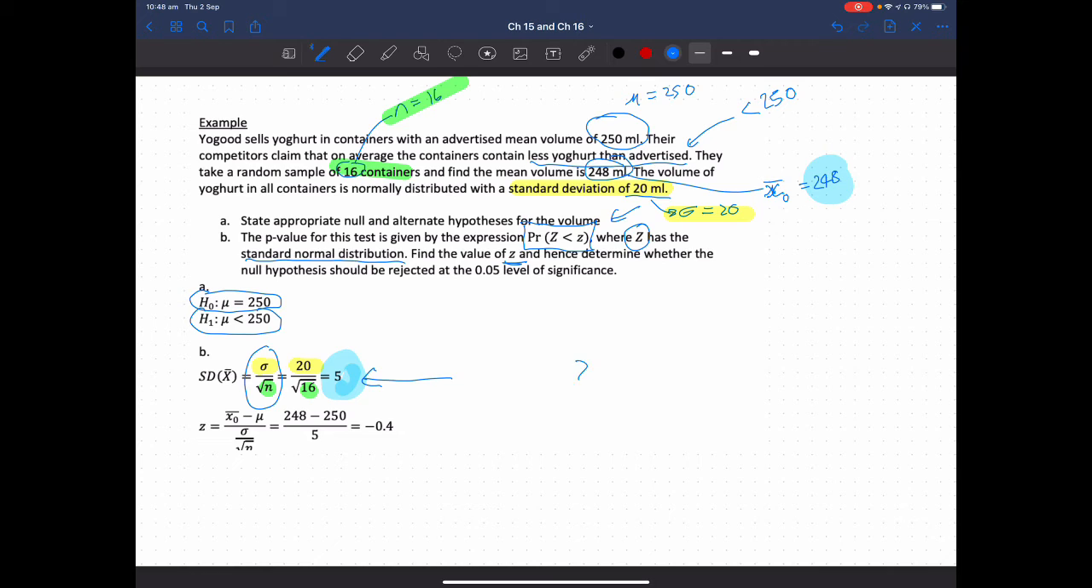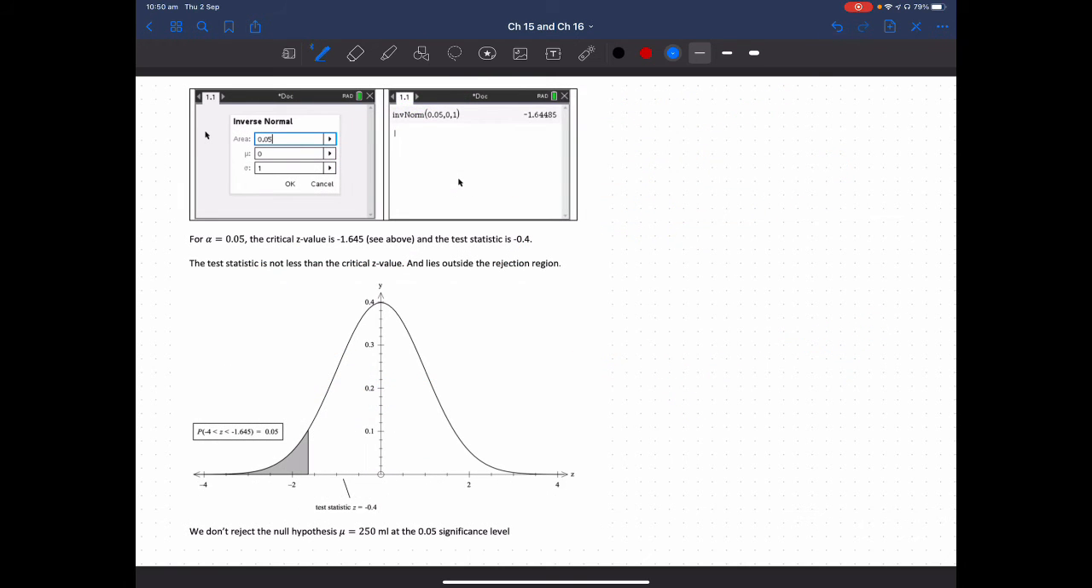So using the formula that we have become familiar with, it is a case of substitution. We've got the 248 for our mean, minus mu. Mu was 250. We've already worked out sigma divided by the square root of n being 5, and that will give us a number of negative 0.4. Now we go into our calculator.